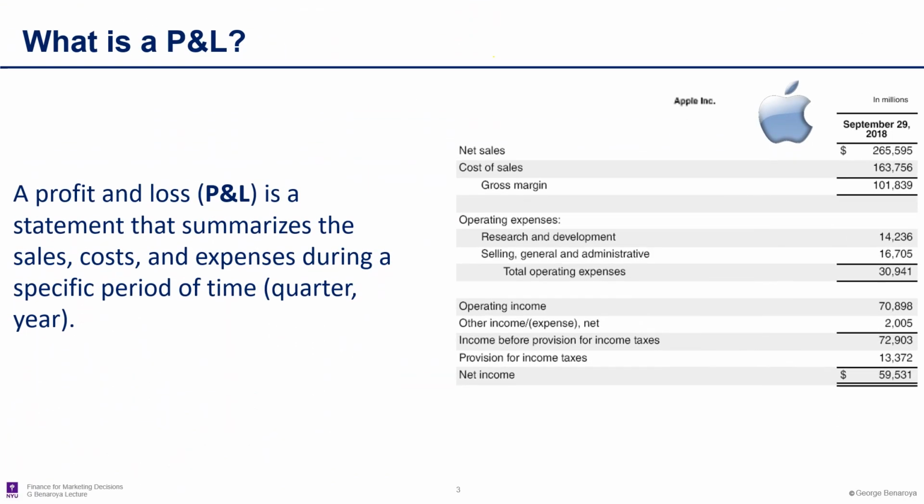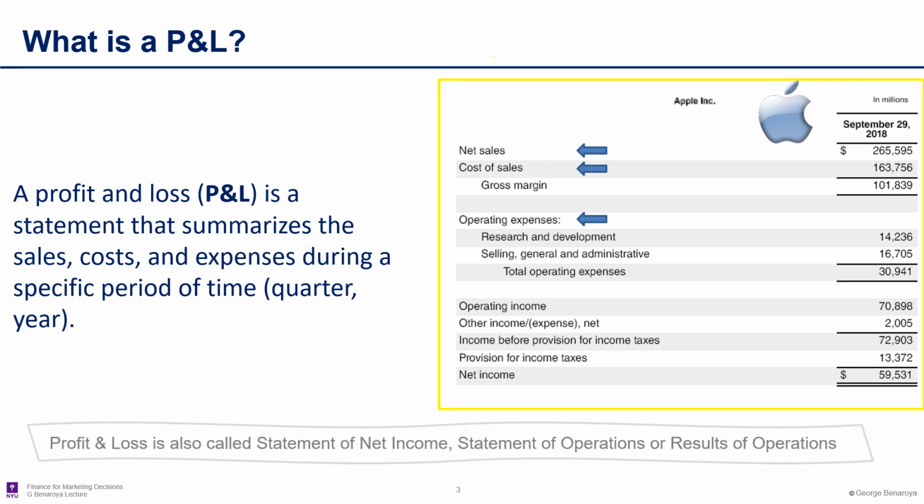First, what is a P&L? A profit and loss, or P&L, is a statement that summarizes the sales, cost, and expenses during a period of time, a quarter or a year. This is Apple's P&L. Later on, we'll see that different companies will use different terms. The three most common ones for P&L are shown at the bottom.